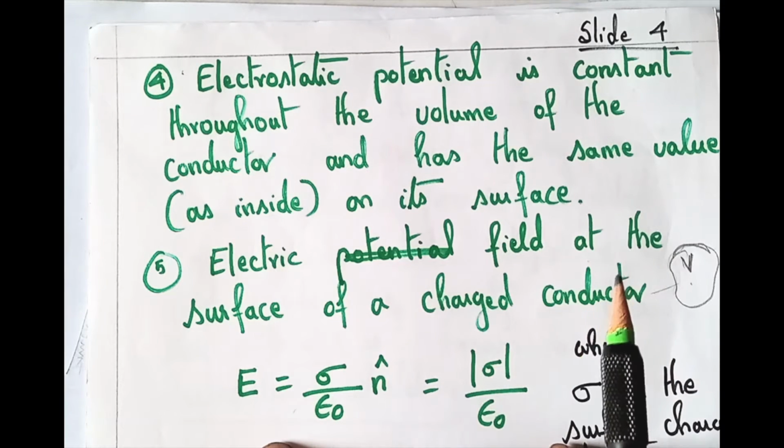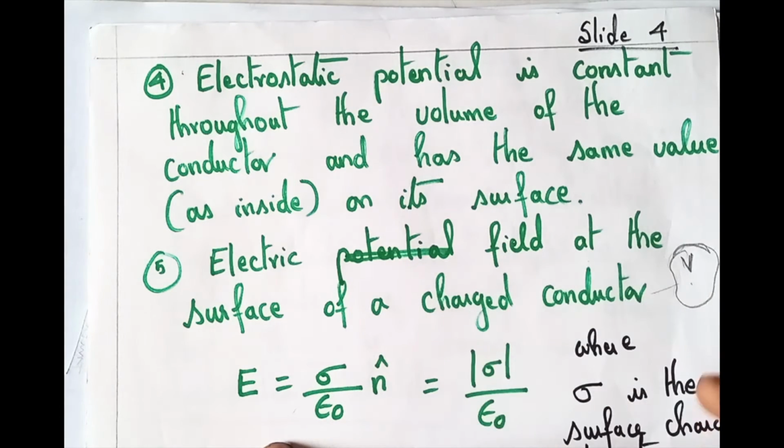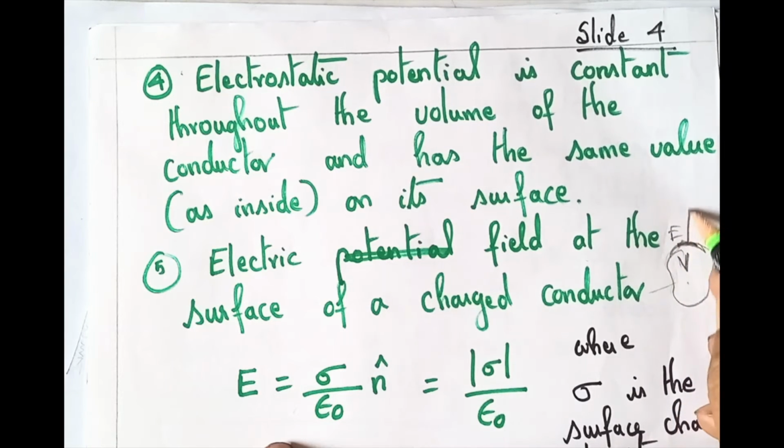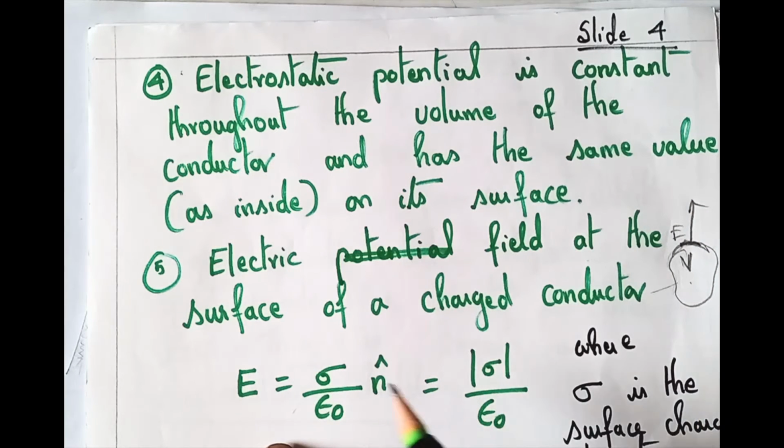Next point: electric field at the surface of the charged conductor. Now we are dealing with the E field at the surface of the charged conductor. Assume the field is directed outwards.